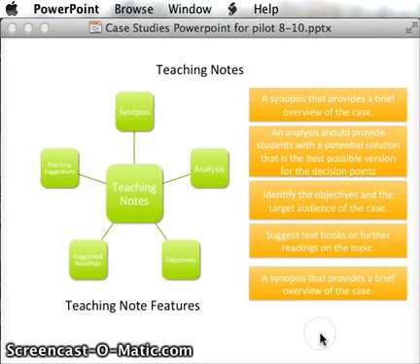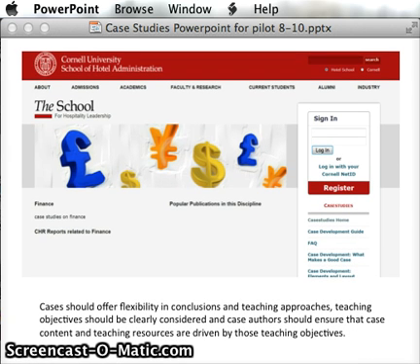The synopsis provides a brief overview of the case that identifies the themes that the case is meant to touch upon. Teaching objectives reiterate the decision points, tasks, questions, and other problems posed by the case's author in the case and point to the key themes to be addressed.